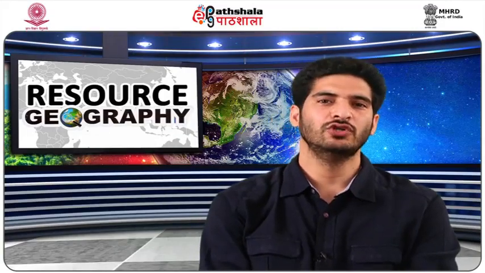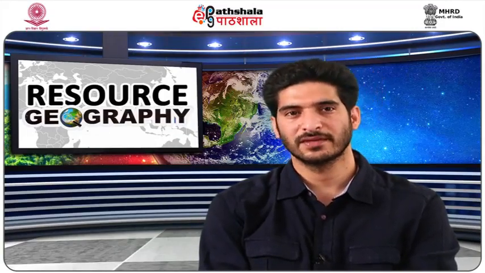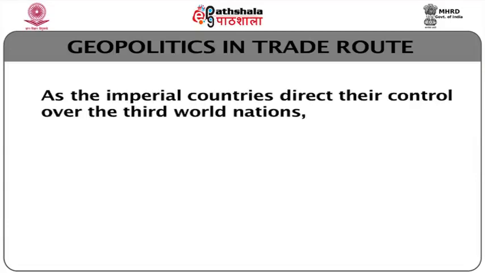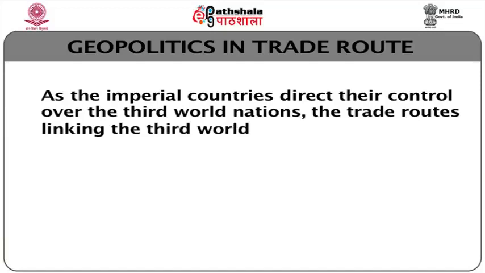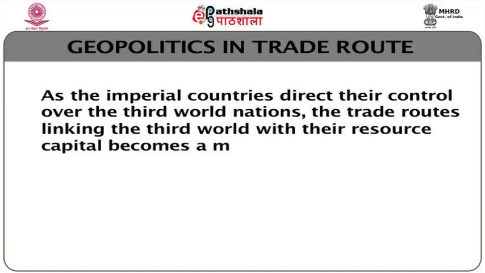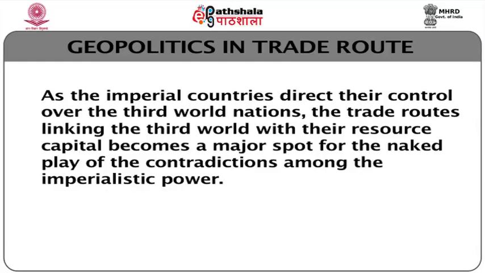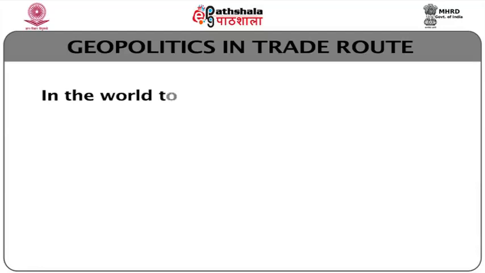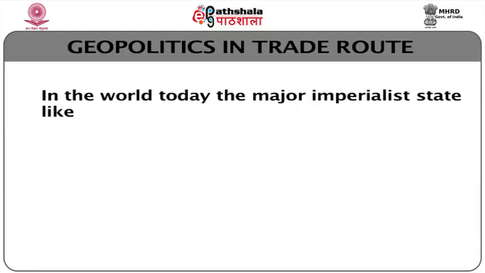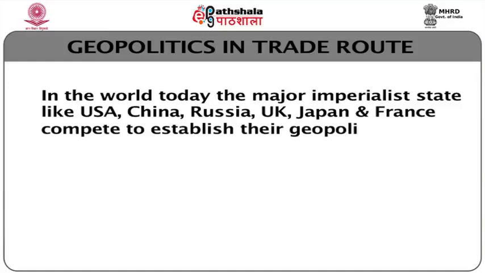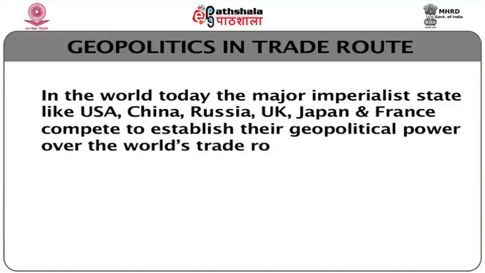Again, we have geopolitics in trade routes. As the imperial countries extend their control over the third world nations, the trade routes linking the third world with its resource capital become a major spot for the naked play of the contradictions among the imperialistic powers. In the world today, the major imperialist states like the USA, China, Russia, UK, Japan and France compete to establish their geopolitical power over the world's trade routes.